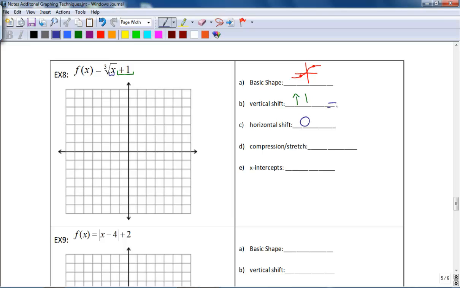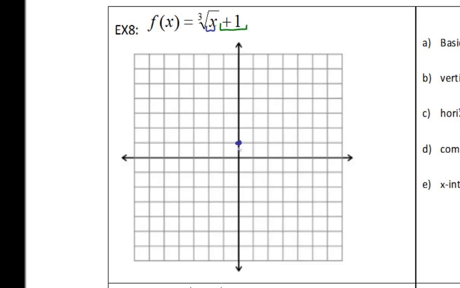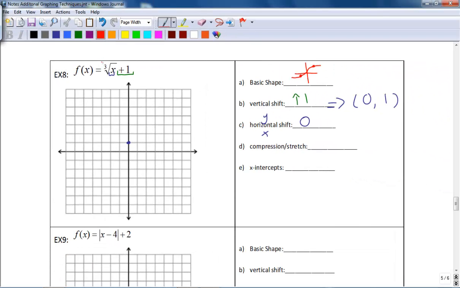Figuring out the vertex from here, remember the x and the y. My vertex is going to be 0, 1. Let's plot that on the graph. Next, I look for the compression stretch. Am I multiplying this function by a number? Well, there's no number out there, so again, I can always put 1.